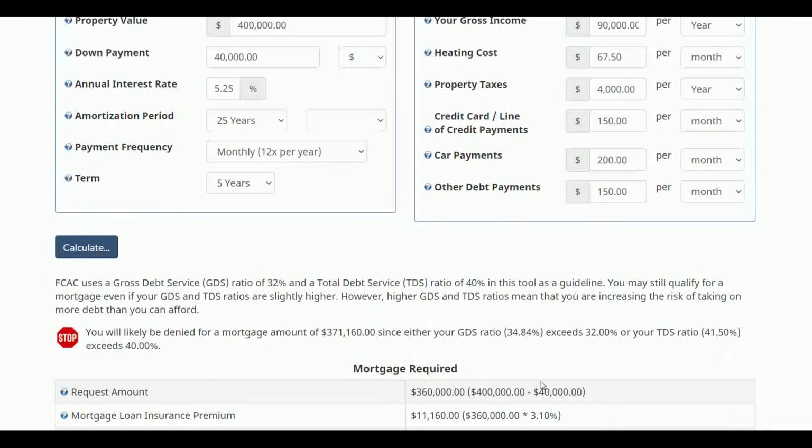Your ratios are fine. So if your credit score is over 680, then we can do ratios of 39% for your GDS and 44% for your TDS. I'll explain exactly what those mean in a moment, but just keep that in mind, right? So when you do hit that calculate button, even though this uses a very conservative guideline of 32% and 40%, if your credit score is over 680, you can most likely use 39% for your GDS and 44% for your TDS.